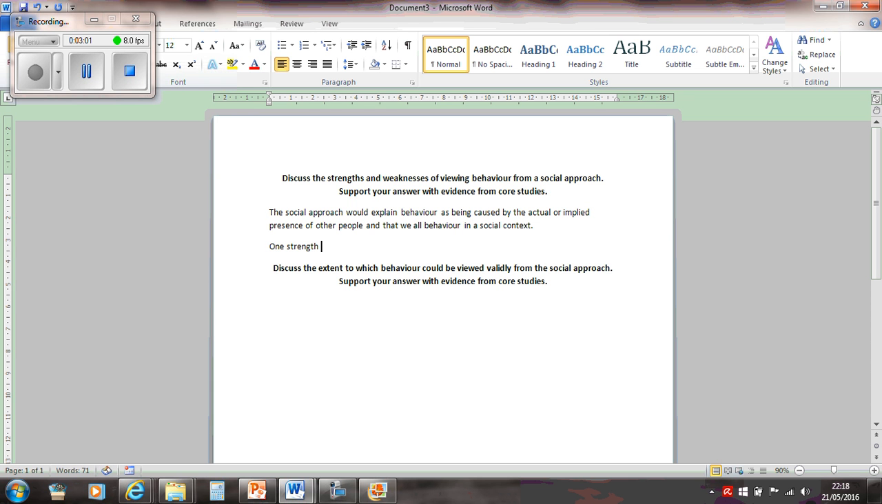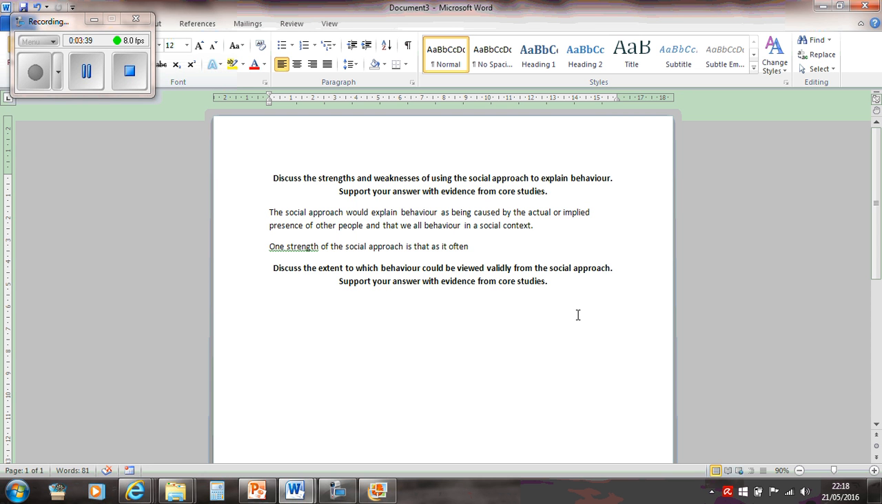One strength of the social approach. So, strengths and weaknesses of viewing behaviour from a social approach. That's not the right question, because the question would be discuss strengths and weaknesses of using the social approach to explain behaviour. That would be what I was planning on answering.